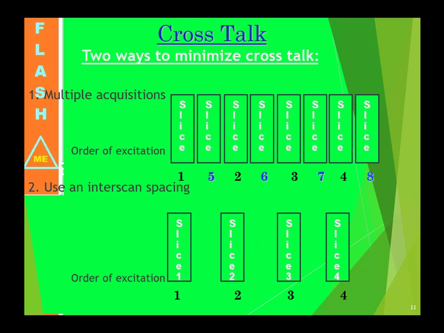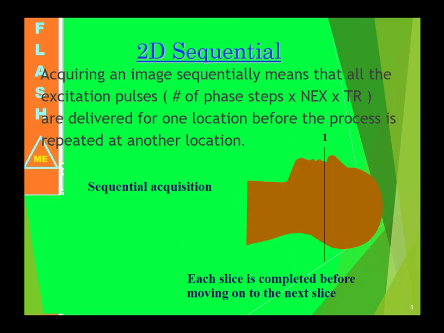Crosstalk. Two ways to minimize crosstalk: 1. Multiple acquisitions, using the order of excitation. 2. Use an interscan spacing. Order of excitation: sequential and interleaved.